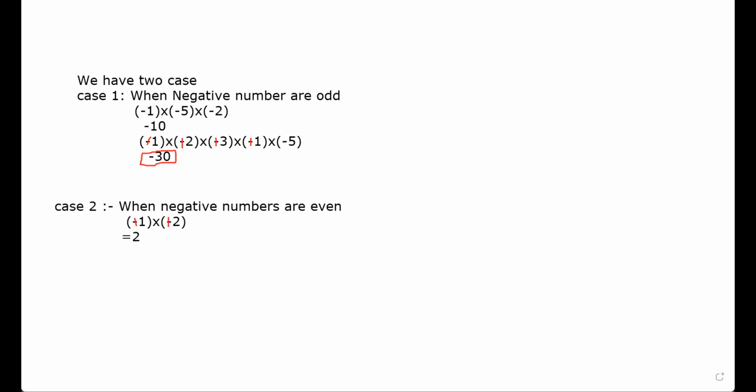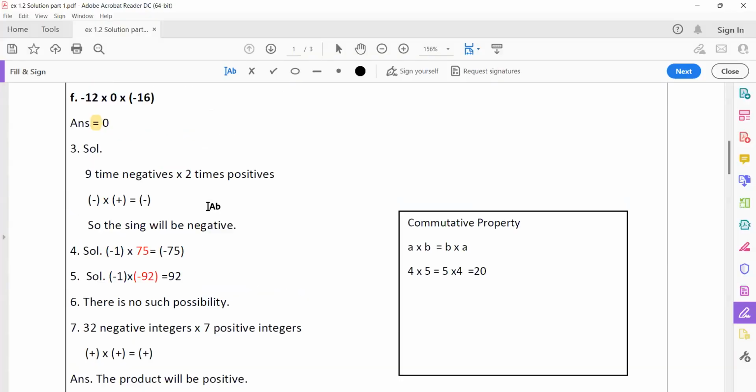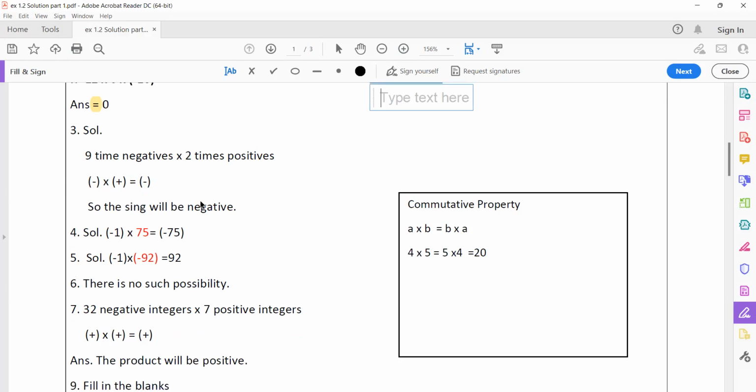Now, my dear students, the same question is given there. There are 9 negative numbers multiplied with 2 positive numbers. You can easily understand this idea. 9 negative numbers will give a minus sign, because 9 is an odd number, and 2 positive numbers means an even count, so it will give a plus sign. And when we multiply negative with positive, we get a negative sign. So the sign will be negative.